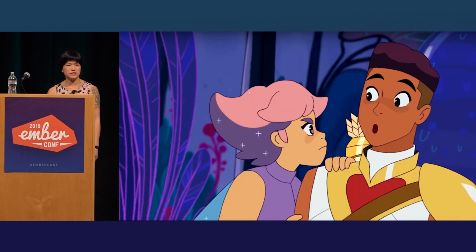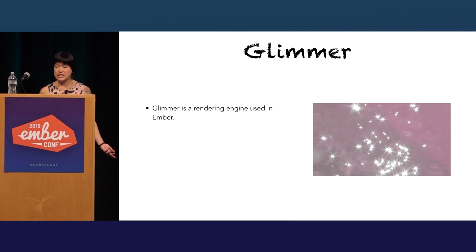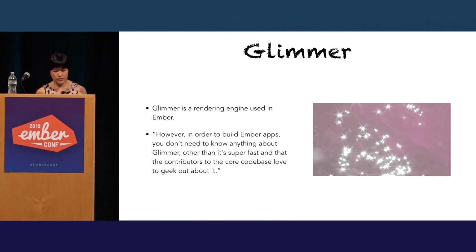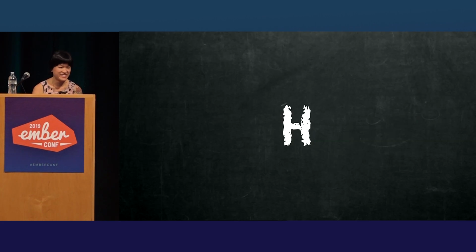Okay, G is for Glimmer, who is a character on She-Ra. For those of you who don't know, there's a really great reboot on Netflix. I highly recommend checking it out. And for those of you who are old enough, you just remember the cartoon from the 80s like I do. But actually, Glimmer is the rendering engine used by Ember. And in their documentation, they say, however, in order to build Ember apps, you don't need to know anything about Glimmer other than it's super fast and that the contributors to the core code base love to geek out about it. So I was like, okay. I'm just kidding. Glimmer is important.